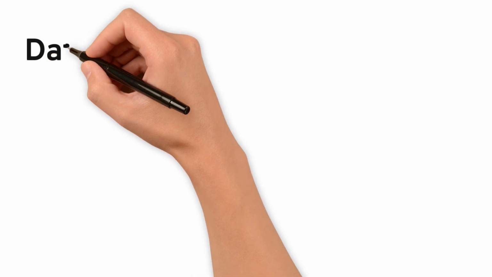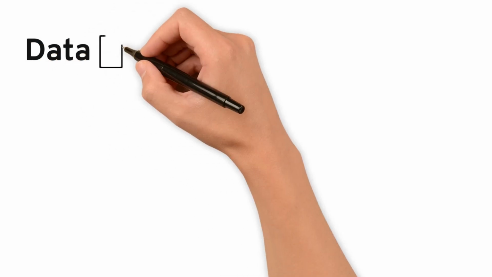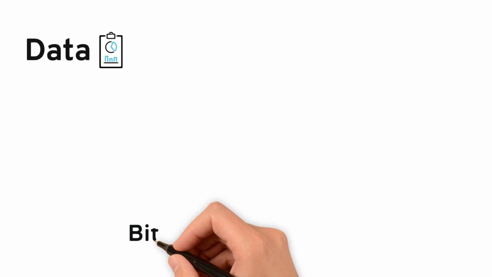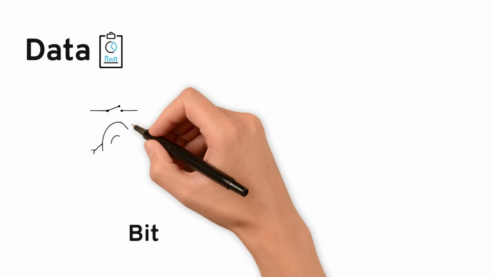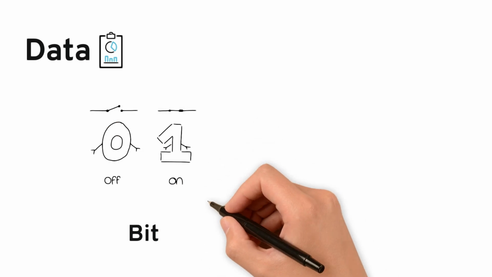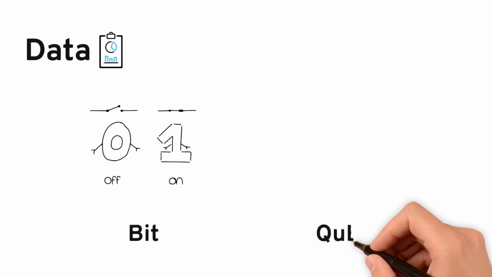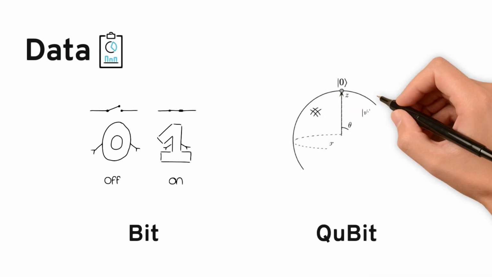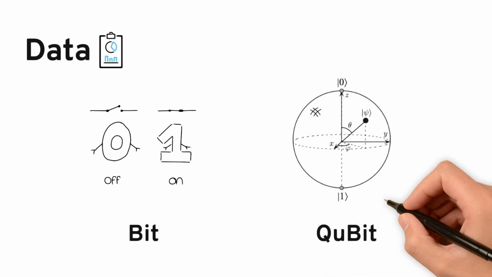Data in classical machine learning is stored using bits. Bits can either be 1 or 0, respectively on or off. There are two possible exclusive states that are measured deterministically. In quantum machine learning, however, the data is stored in so-called qubits. A qubit is a two-dimensional quantum state that can be 0 or 1 simultaneously.